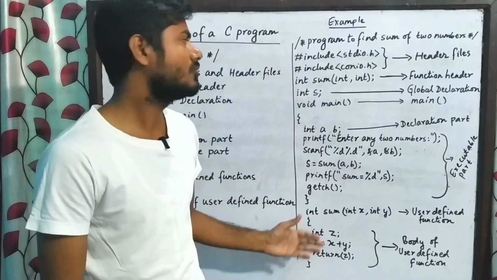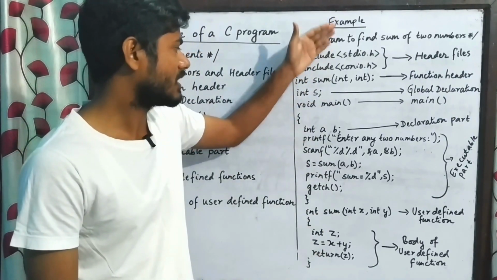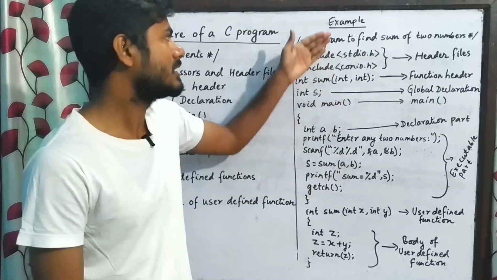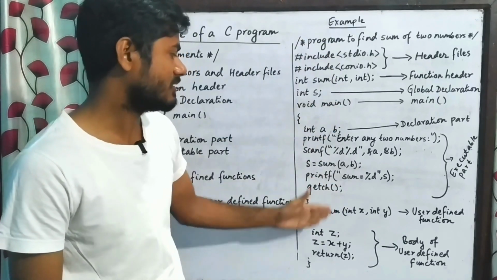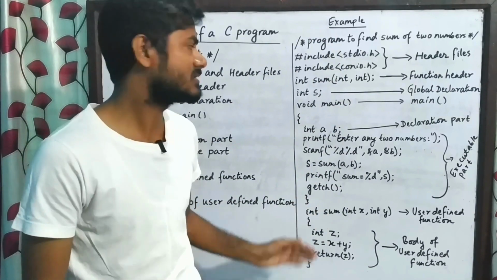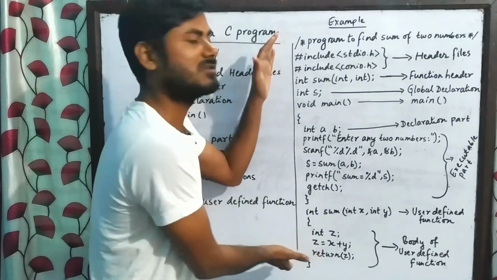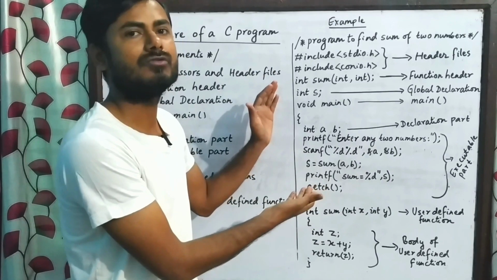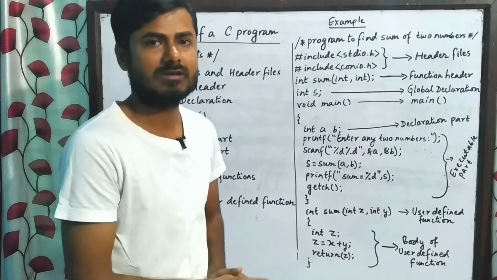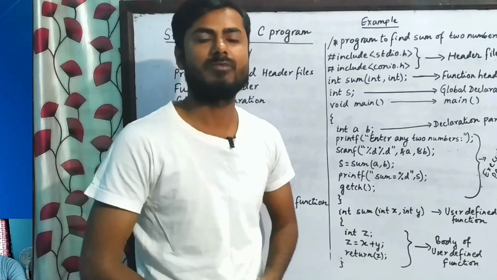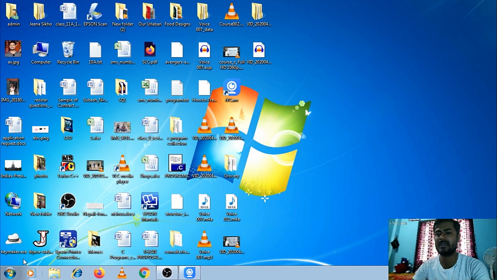Now I am going to show you what type of output this program which is written here will give in the computer system. So I am going to type this program in the computer and I will show you how it works. So let's come to the computer system. Hello friends, welcome back. Now I am going to show you how to run the program which I have just written on the whiteboard.